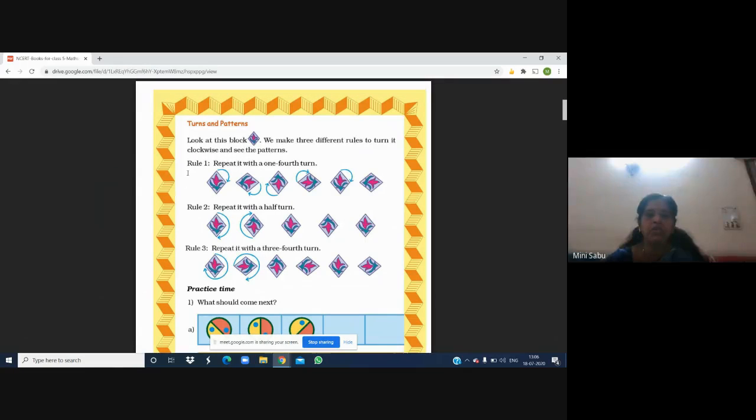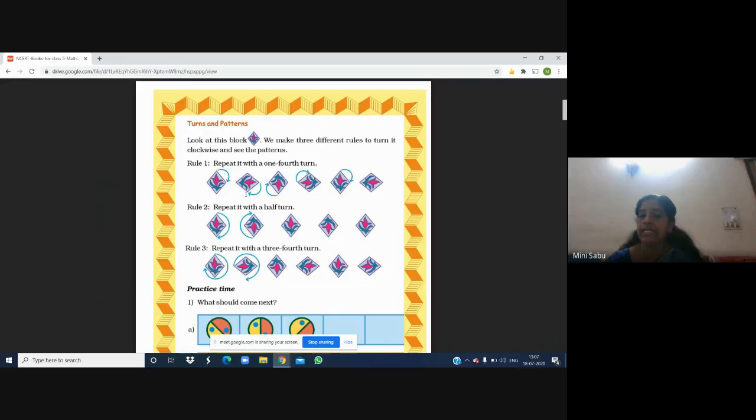Now we are going to the second page. Turns and patterns. Look at this block. This is a flower block. We make three different rules to turn it clockwise and see the pattern. That means you have to turn according to this arrow in this direction. This is called clockwise movement. Rule 1. Repeat it with a 1/4 turn.